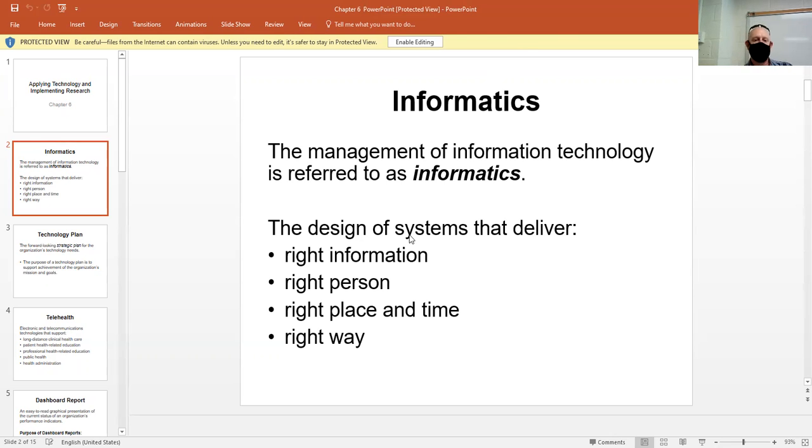They design systems that deliver the right information about the right person, at the right place and time, and in the right way, the most efficient way. They're good at putting things together like that. That's their whole being. It needs to be readable and easy to follow. If it's a marketing strategy, you want it to be eye-catching, something that's going to grab your attention. Just like a commercial, some commercials really grab you, some don't. You want your informatics to be the same way.